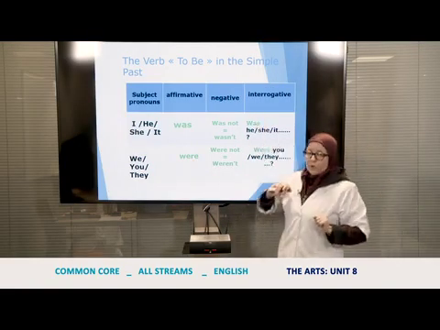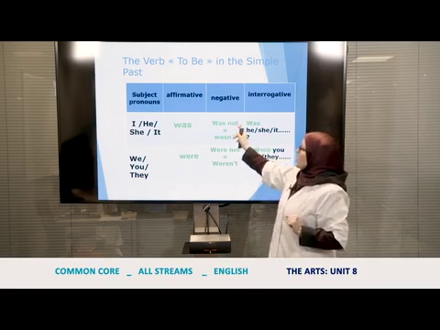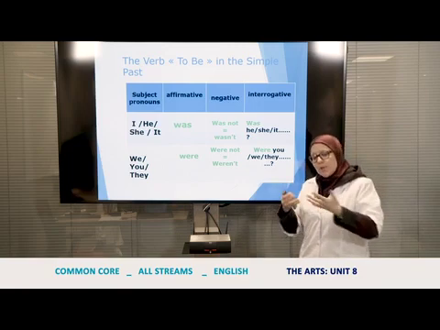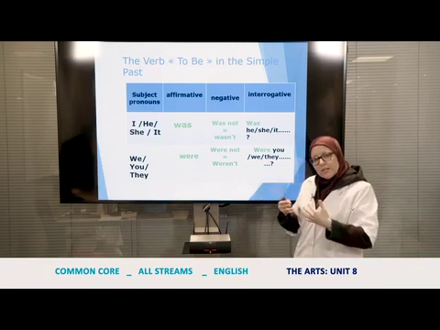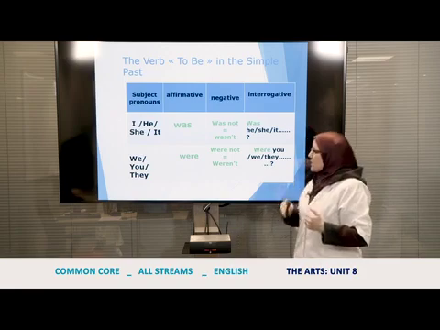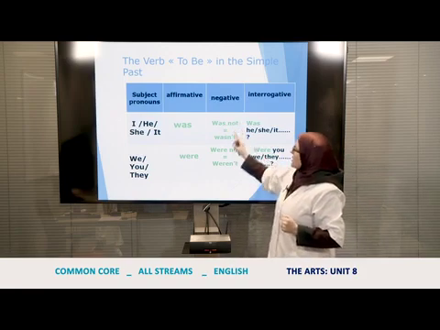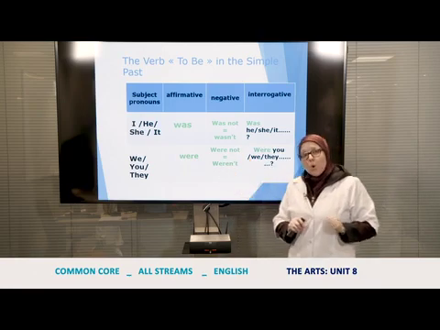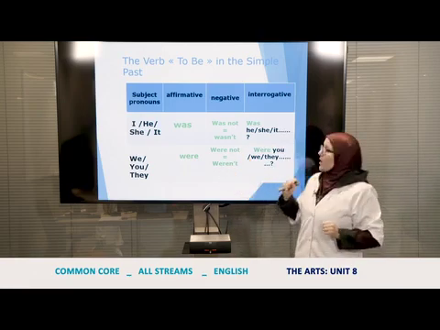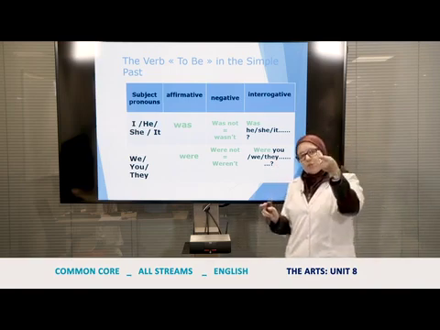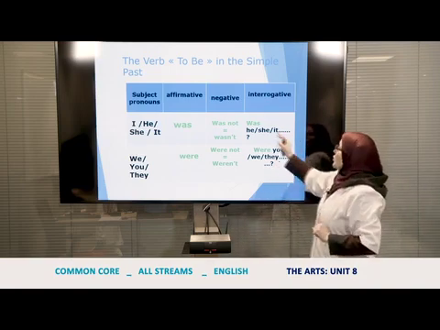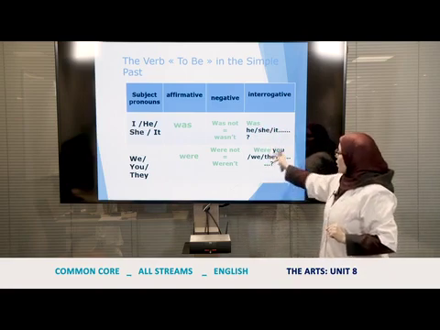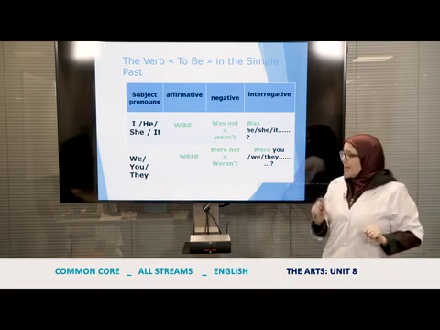Move on to the negative form. We say was not. Of course, you know that in the present tense we have is not, and in the contracted or short form it becomes isn't. The same thing over here: was not becomes wasn't, and were not becomes weren't. As for the interrogative form, of course, we should have the inversion of the subject as usual in questions. So we put was he, she, or it, or was I, and then were you, we, or they.